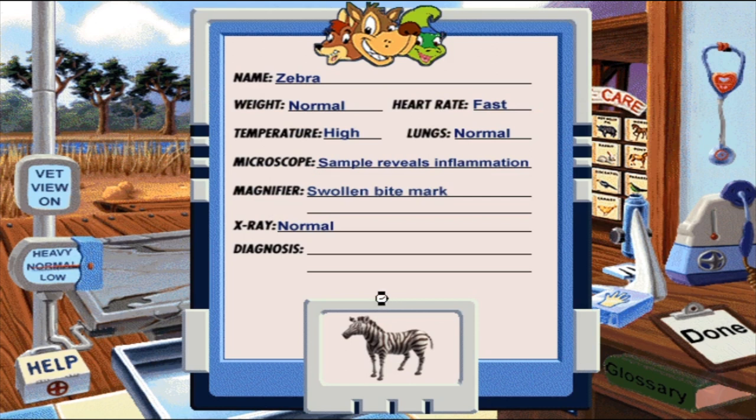Normal. The zebra's weight is normal, but its temperature is high. The heart rate reading is fast, but the lungs are normal. The microscope reveals red inflamed skin tissue, and the magnifying glass allows us to see a swollen bite wound. The X-ray reveals no problems. The zebra has an infected bite wound on its tail.